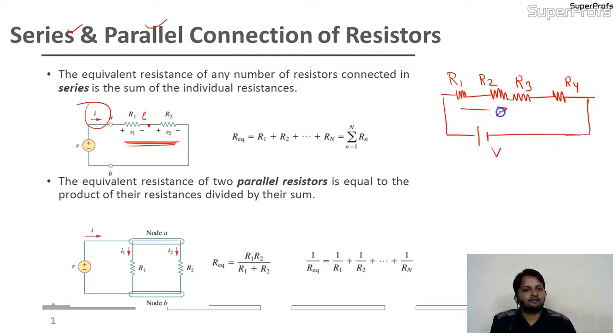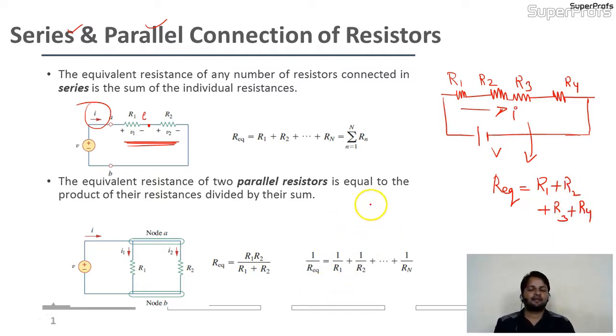So the current flowing in the circuit is I. The equivalent resistance will be given by the summation of all of these, meaning R1 plus R2 plus R3 plus R4, like this. Is it okay? So when the resistances are connected in series combination, the equivalent resistance of the circuit will be the summation of all the given resistances. Is it clear to you?